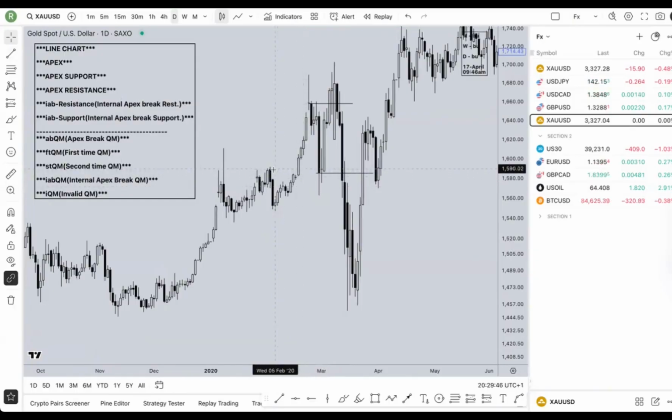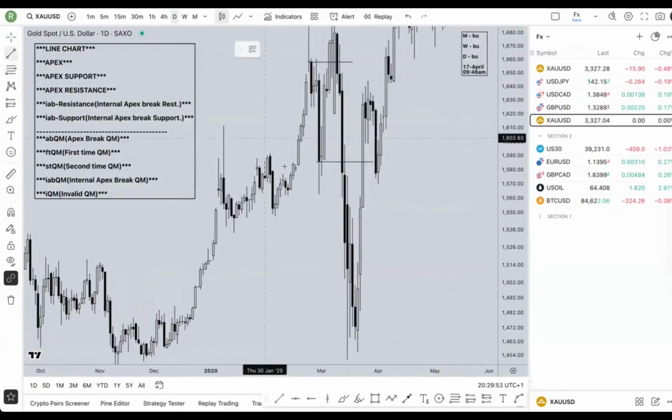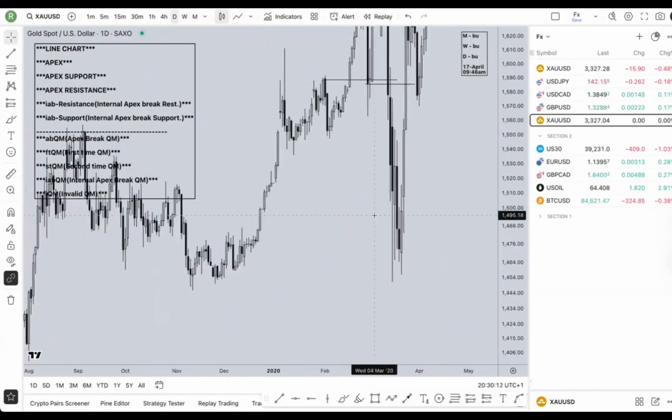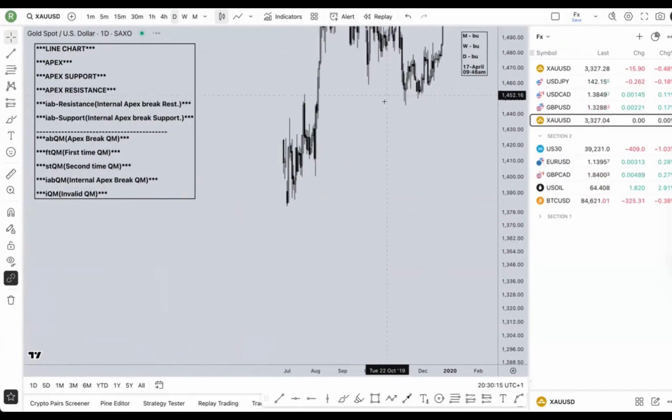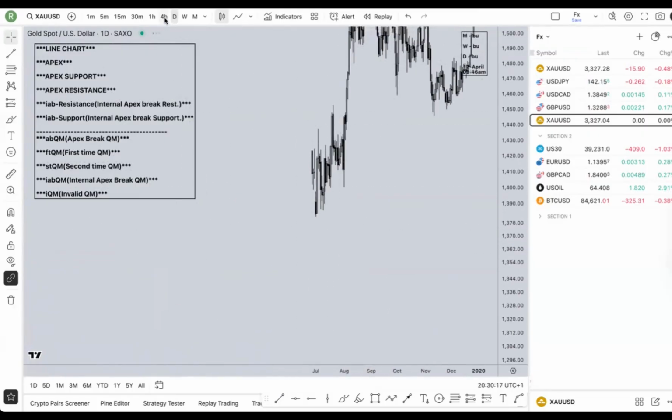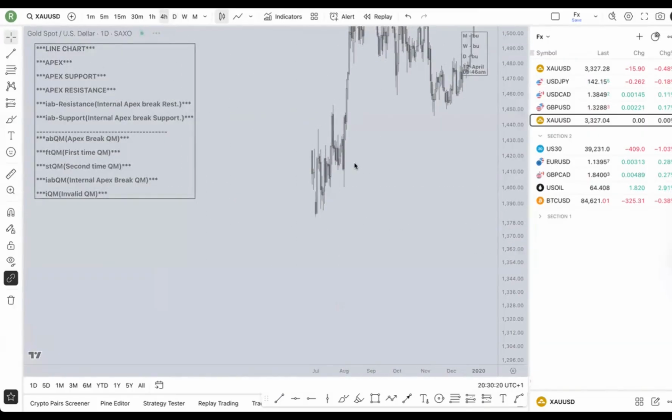Let's see if we're going to see STQM. I think this one was STQM. This was it. The first time the market broke, it came back, broke it, it became a QM. Then later it went up, came back, broke it again. It became the STQM. The market came, used it, and dropped. This was STQM here. Okay, let me go to 4 hour. Let's see more.